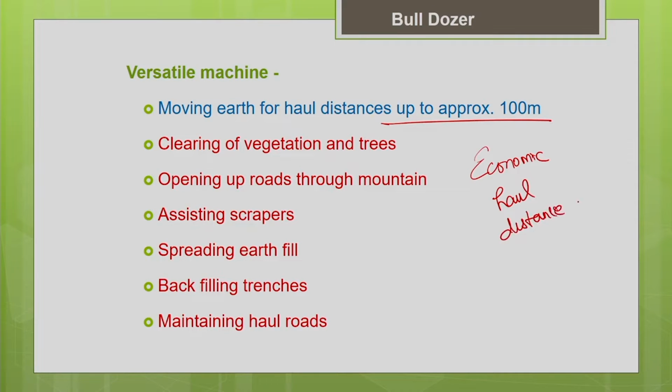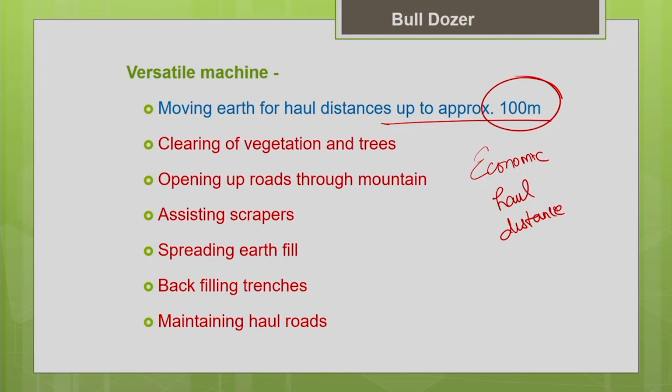The economic haul distance of a bulldozer is a maximum of only 100 meters. Beyond 100 meters, it is not advisable to use this machine. You won't get your desired productivity, and if you use it, it will result in a lot of wear and tear for the machine. This machine is designed only for a haul distance of up to 100 meters.